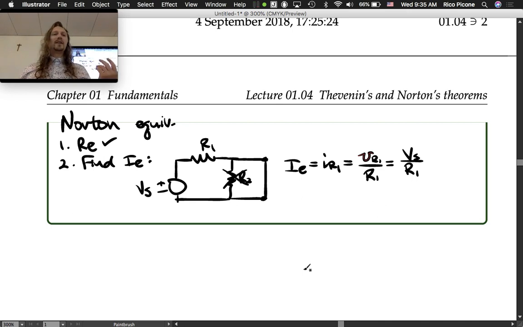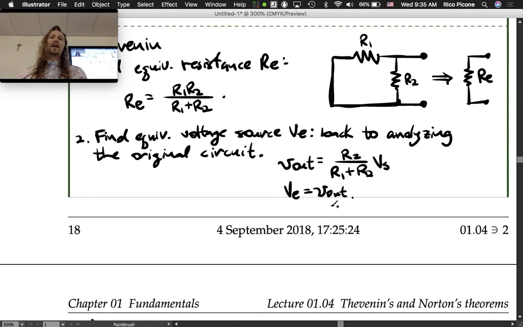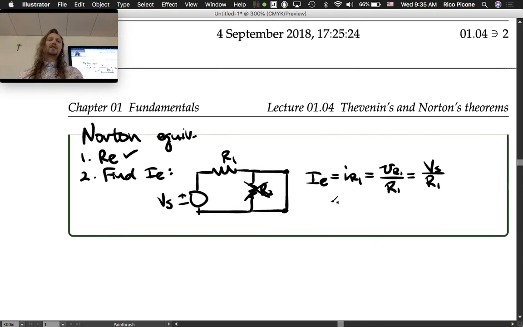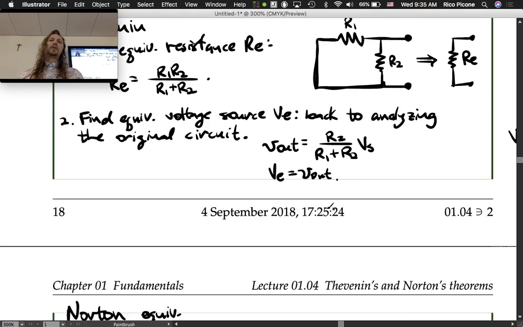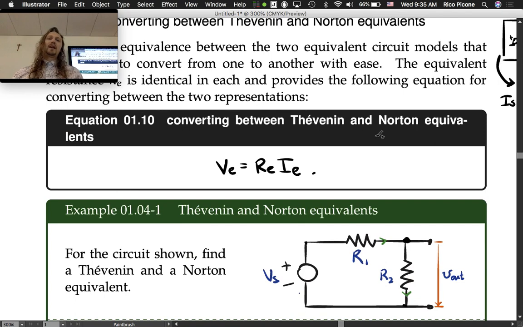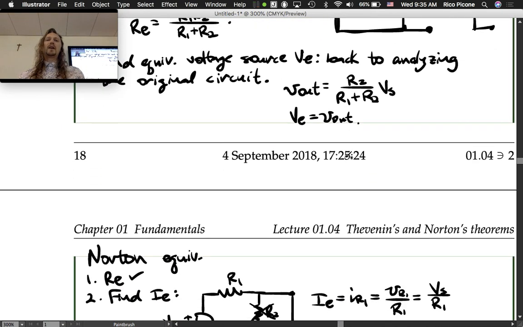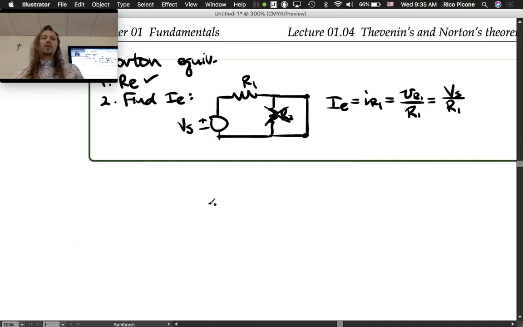So that's the equivalent Norton circuit. The equivalent Thevenin was found, and if we wanted to, we could go back and check that we think this is true, converting between Thevenin and Norton equivalents. So VE should equal RE times IE. Let's check that. VE should equal RE times IE.